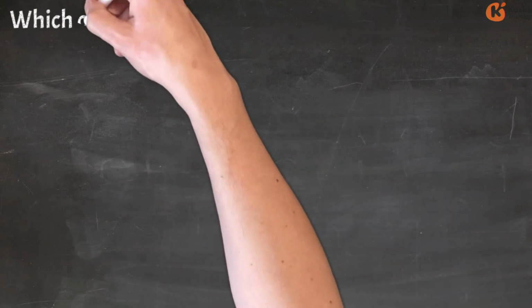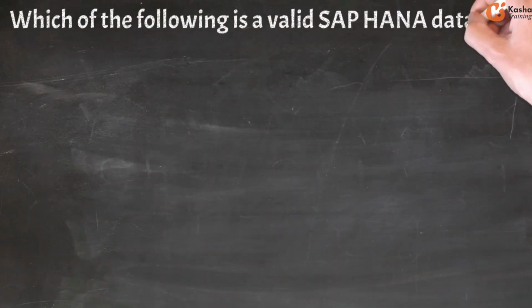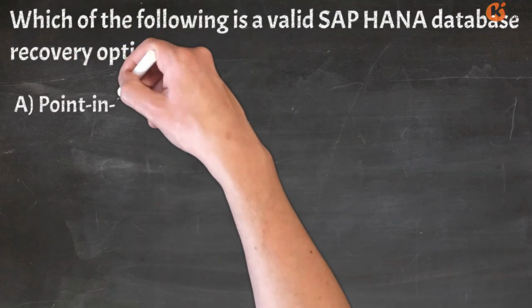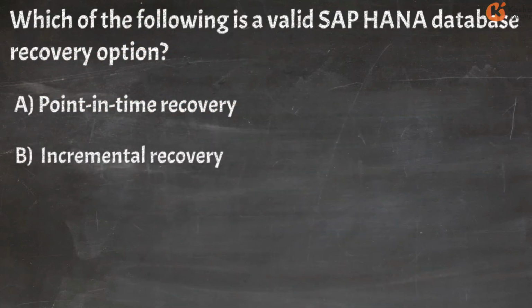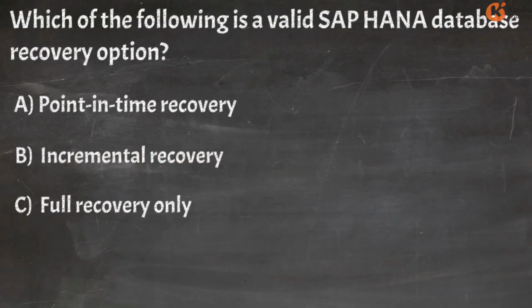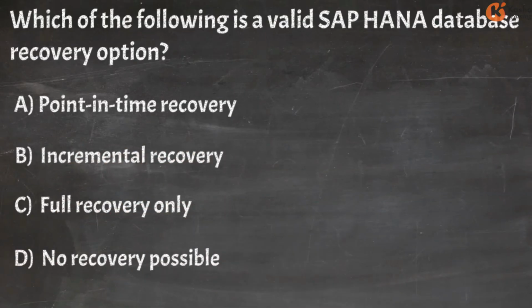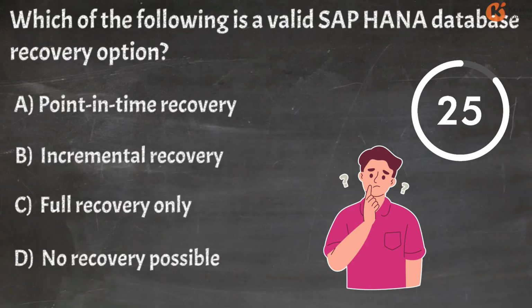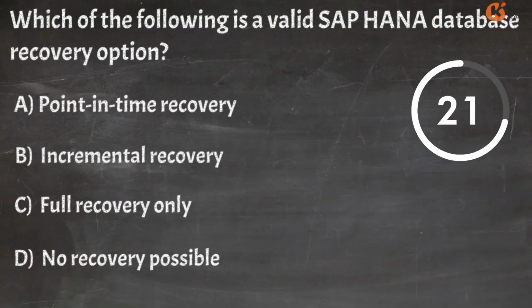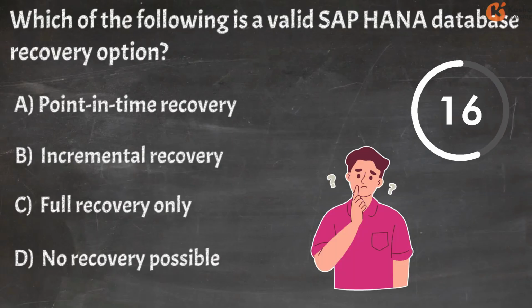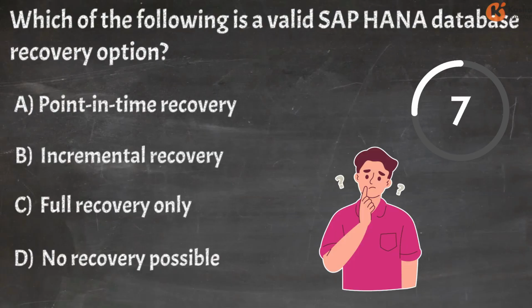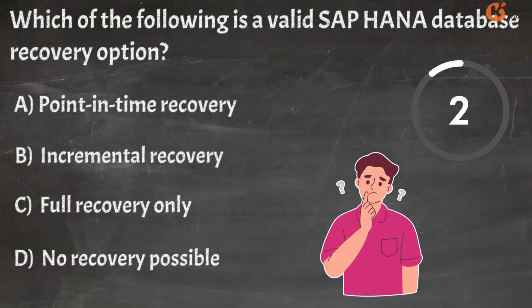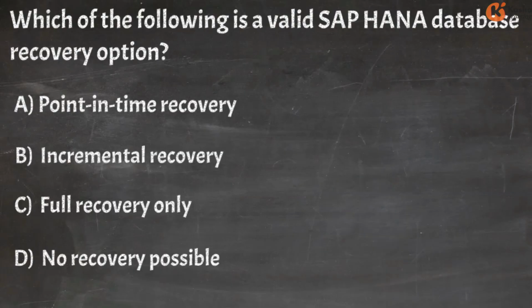Question 10. Which of the following is a valid SAP HANA database recovery option? A. Point-in-time recovery. B. Incremental recovery. C. Full recovery only. D. No recovery possible. Correct answer A. Point-in-time recovery.